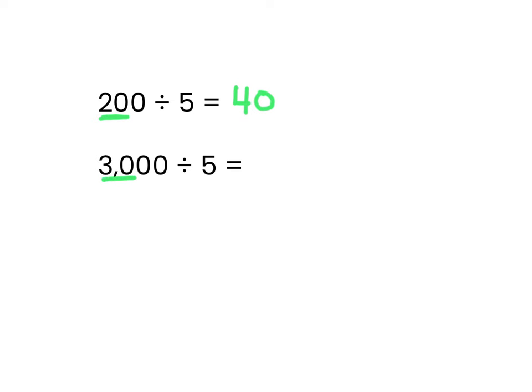All right, we can look at it as 30 hundreds divided by 5. Well, 30 divided by 5 is 6, and then we put in our hundreds. So we've got 6 hundreds.